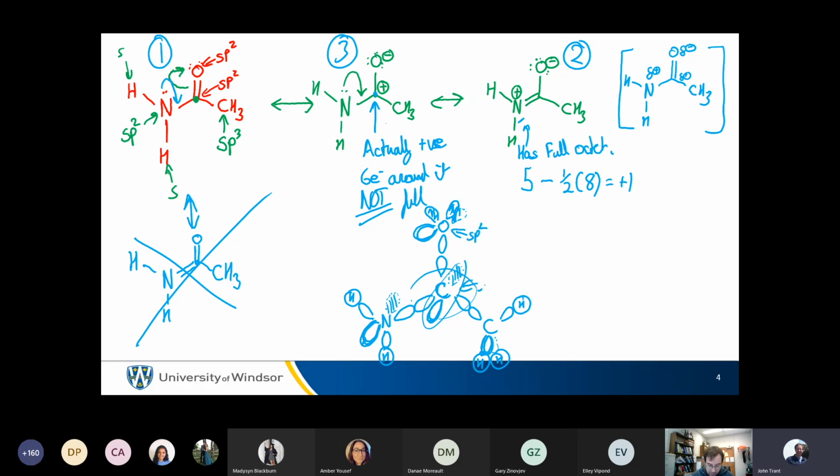So the oxygen is sp2. The carbon is sp2. The nitrogen is sp2. And note that we haven't defined where the p orbitals are, or the pi bond is. It could be between a carbon and nitrogen. It could be between a carbon and oxygen. Both those are possible. They're both possible at the same time. These three p orbitals are all lined up, and in reality, the electrons are kind of smeared over all three of them at the same time. There's sort of four electrons smeared over these three centers.